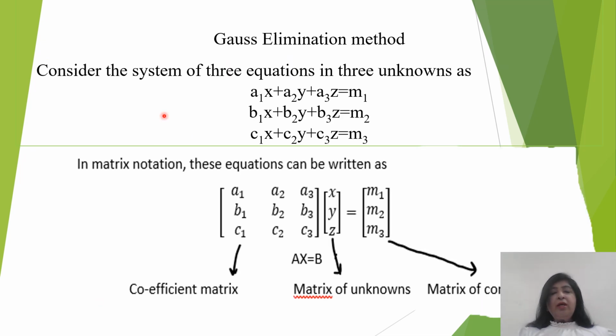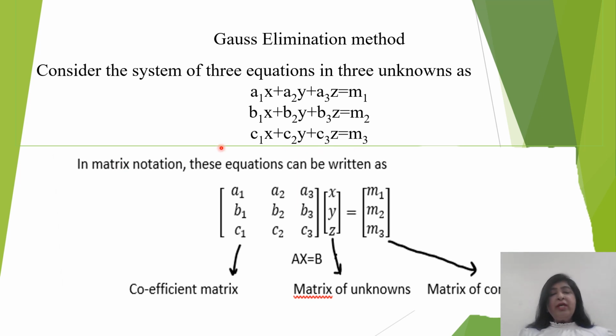So consider the system of three equations in three unknowns. We will discuss the Gauss elimination method, in which we have taken the system of three equations in three unknowns. These are a1x + a2y + a3z = m1, b1x + b2y + b3z = m2, c1x + c2y + c3z = m3.